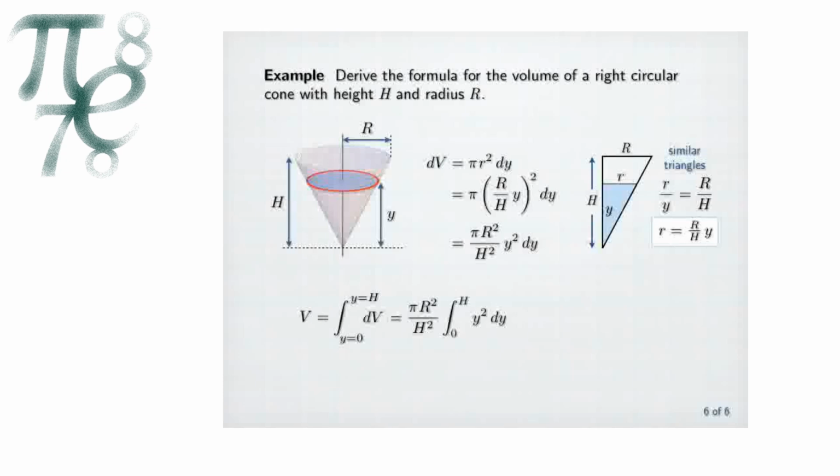The antiderivative for y squared, of course, is 1/3 y cubed. When we evaluate that from 0 to H, we just get 1/3 H cubed. And now we simplify and we arrive at what is hopefully a familiar formula, 1/3 pi R squared H. Exactly 1/3 the volume of a right circular cylinder with the same dimensions.